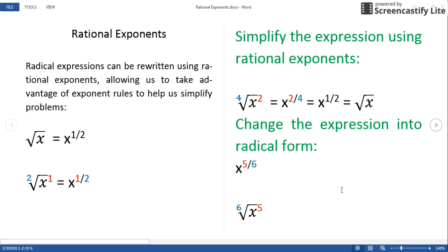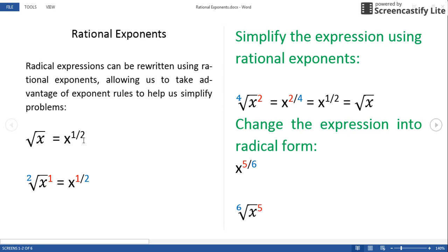Let's talk about rational exponents. Radical expressions can be rewritten using rational exponents that will allow us to take advantage of exponent rules to help us simplify problems. For instance, the square root of x can be rewritten as x to the 1/2 power.